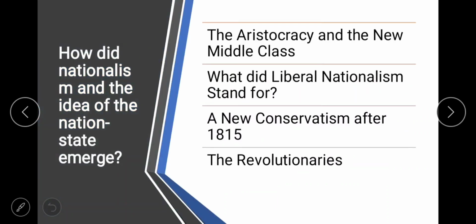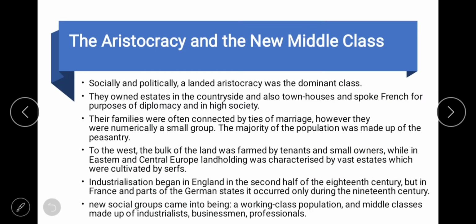So then, how did nationalism and the idea of the nation state emerge? While answering this, we get to see who the aristocracy were and how the new division of people, that is the middle class, emerged, what liberal nationalism stood for, what conservatism is, how the idea of conservatism helped in attaining nationalism, and what roles the revolutionaries played. So while getting to know how nationalism and the idea of the nation state emerged, we'll be answering all these questions. Okay, so let's start with the aristocracy and the new middle class.